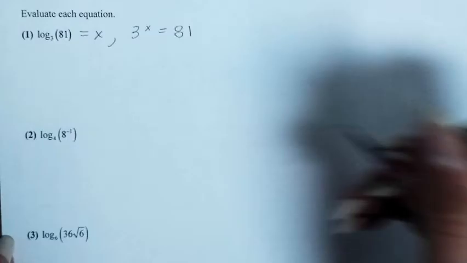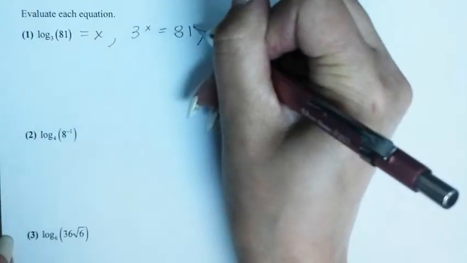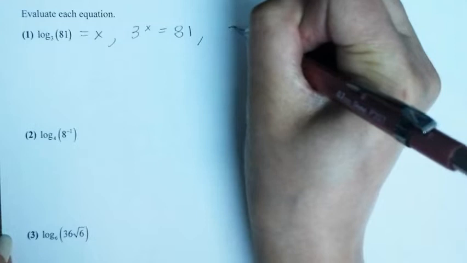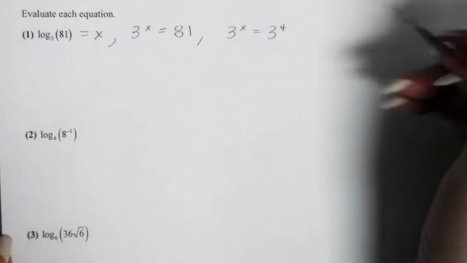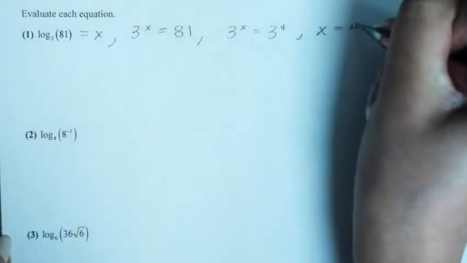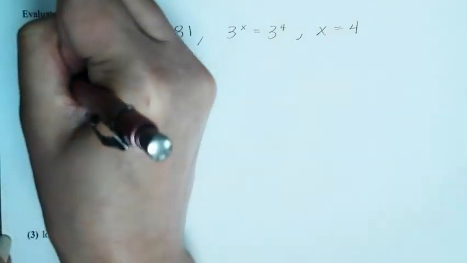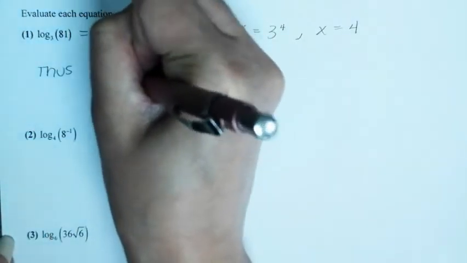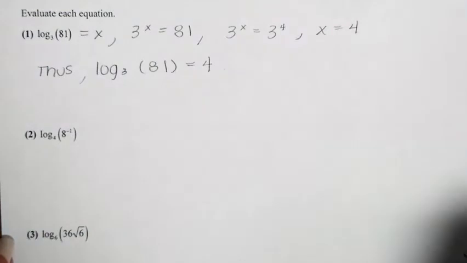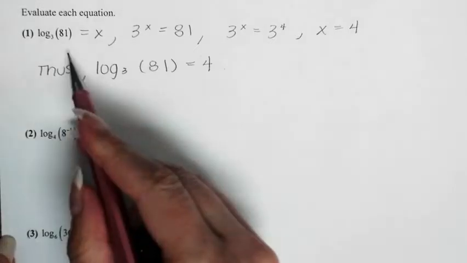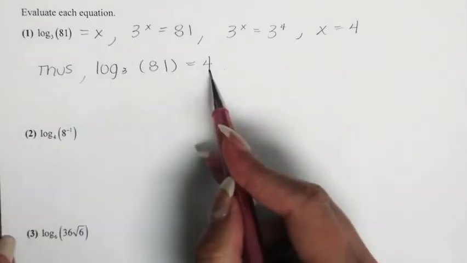So you need to ask yourself, what power of 3 gives you 81? That one would be 3 to the power of 4. Using exponential properties, you know that x is equal to 4. Thus, log base 3 of 81 is equal to 4, and that's your evaluation. Another way to ask yourself about this type of question is, what power of 3 will be equal to 81, and that one is equal to 4.